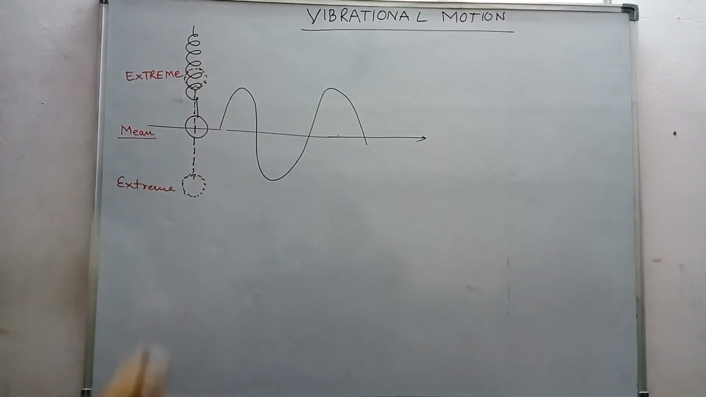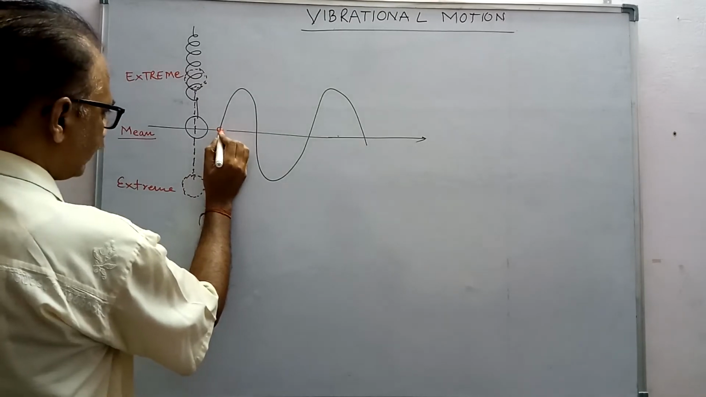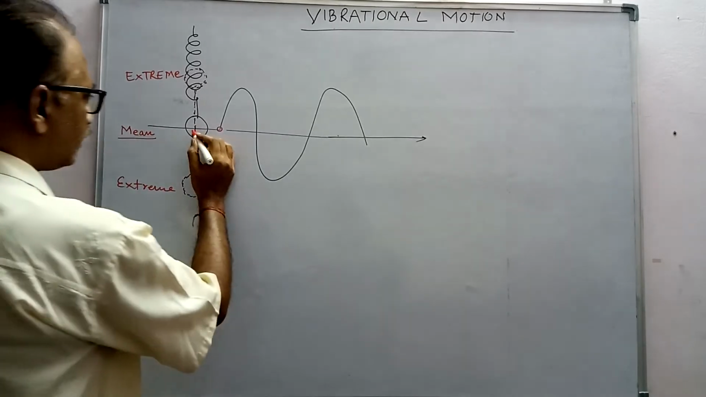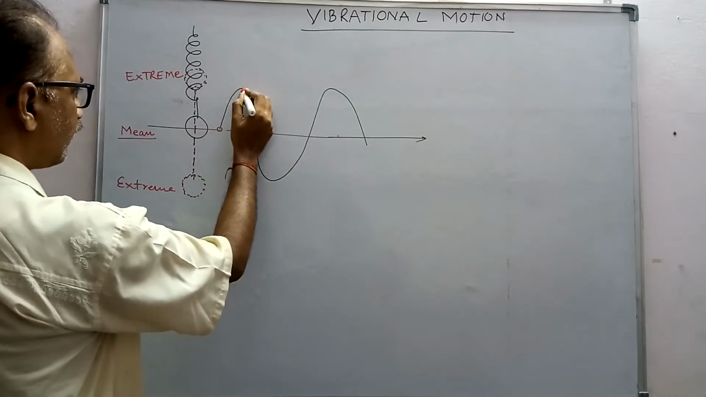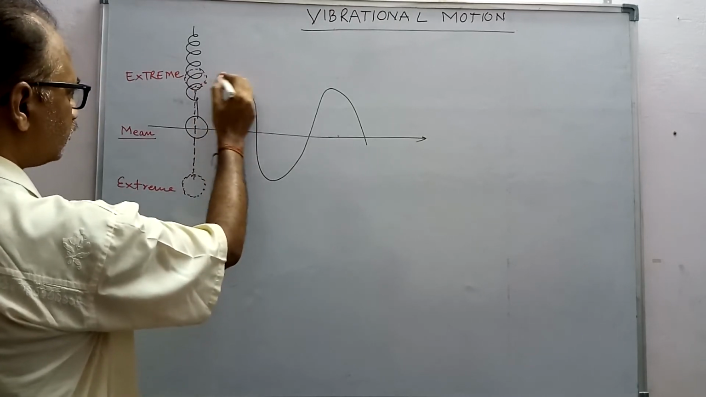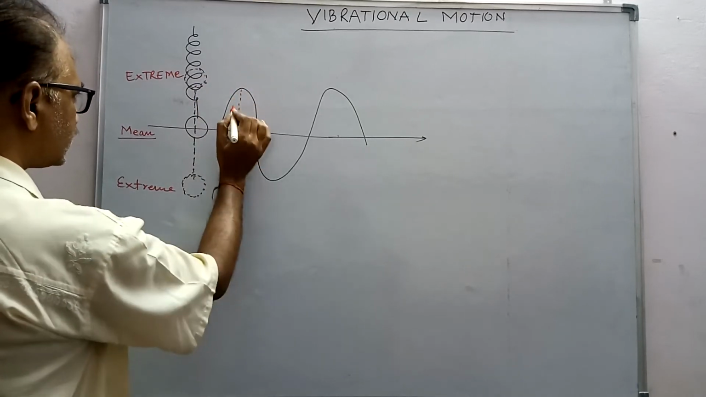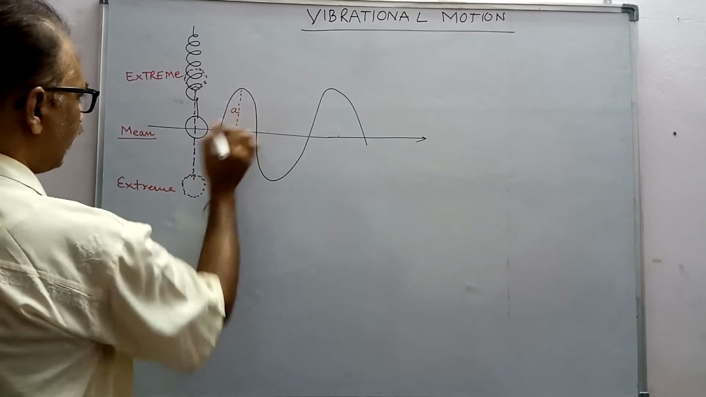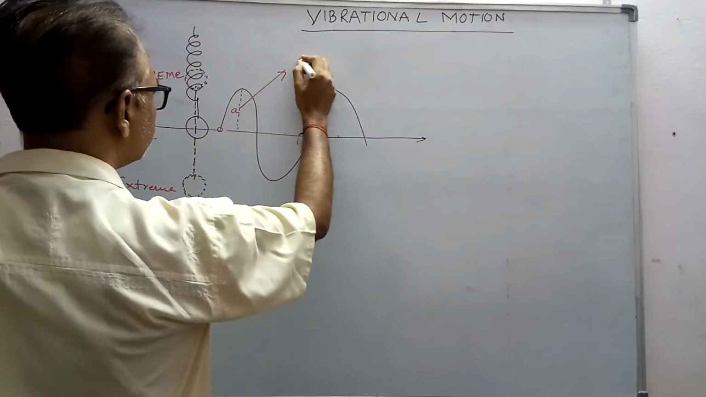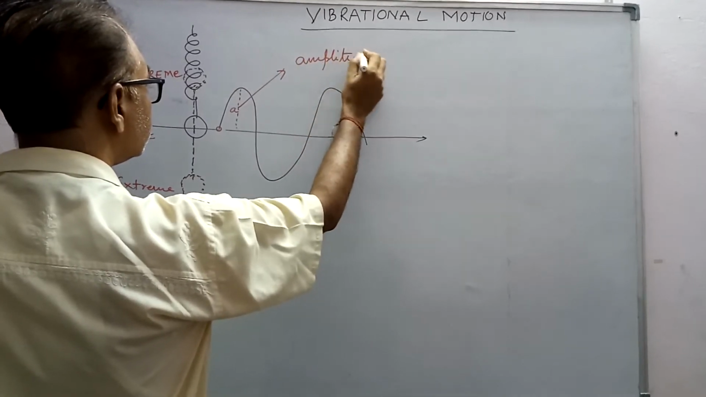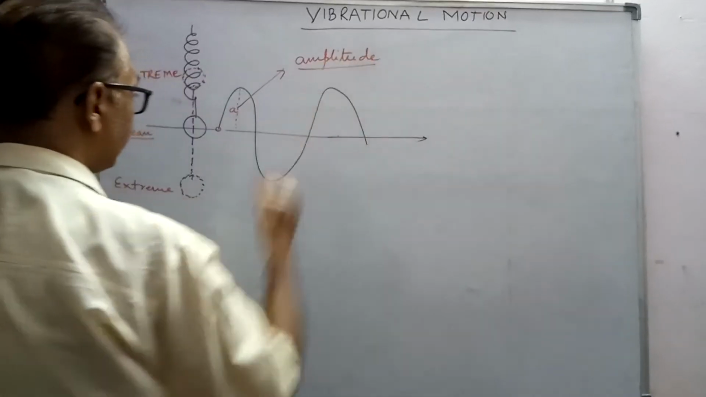The spring is stretched and then released. Let us consider this is the starting point of the displacement. Displacement means movement of the particle above its mean position. The particle goes above and reaches this point, that is the maximum displacement of the particle above. So from this to this distance, this is called amplitude.